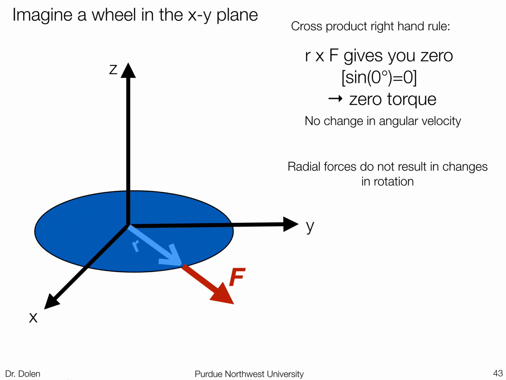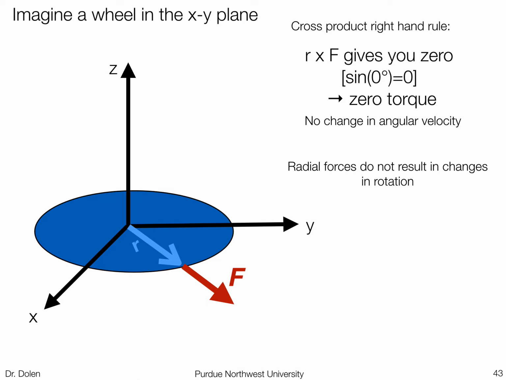If you pull on a wheel, you do not cause it to rotate. These two vectors are parallel. The angle between them is 0 degrees. Sine of 0 is 0, so r cross F is going to be 0, and that means 0 torque. So our vector definition of torque with the cross product is exactly the mathematical definition we need to describe this, and that's why we defined it in Chapter 1 in the first place.